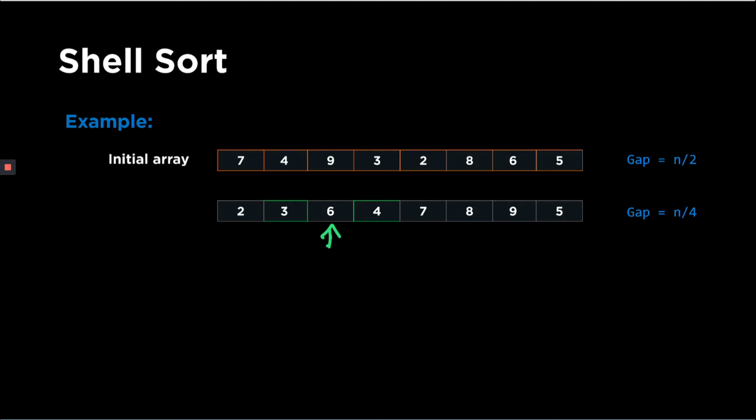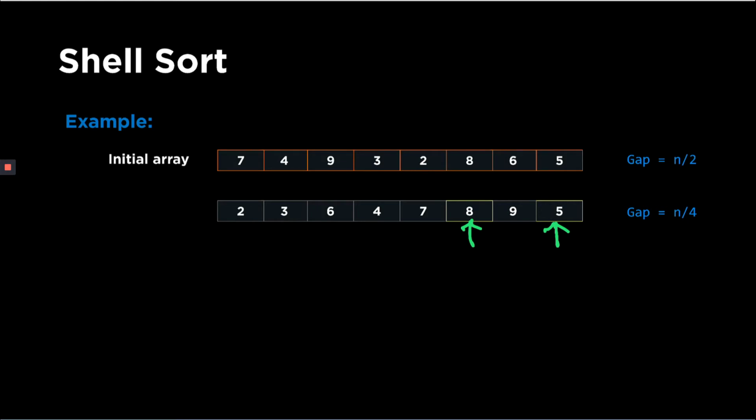Next, we are going to move our pointer to the next one, which is 6, and 6 and 7 are going to be compared. Since they are in order, nothing happens. We move to the next one, which is 4. 4 and 8 are compared. In order, nothing happens. 7 and 9 are compared. In order, nothing happens. Now we have 8 and 5.